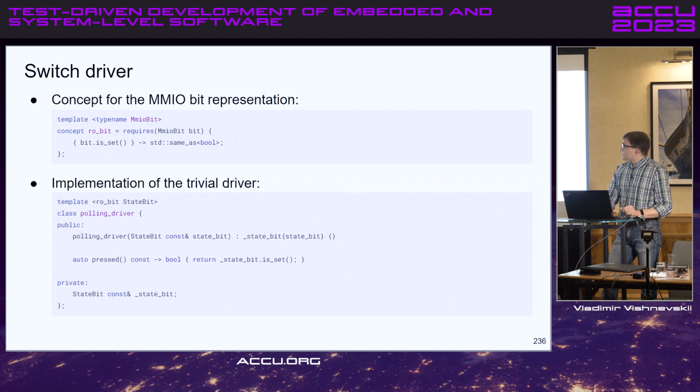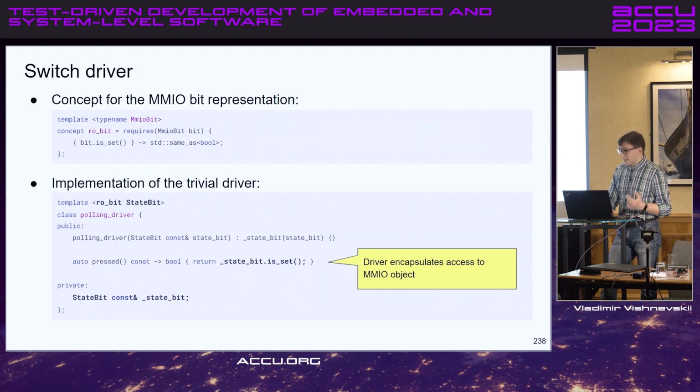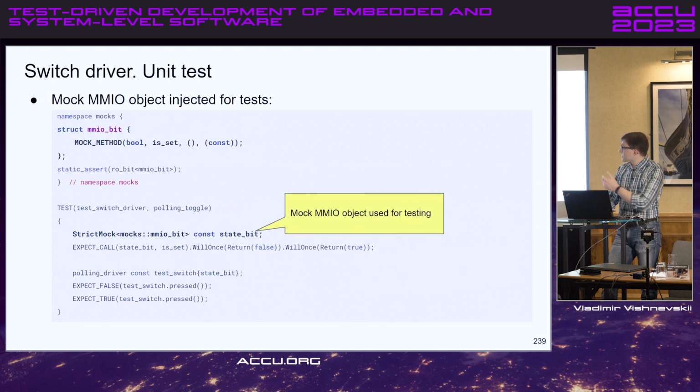The simple polling driver then will be just dependent on the abstraction of our bit. It has isSet function that returns bool. Trivial logic in our case is that the bit that is injected, its state is returned from the press function. So we're just taking it when we ask the driver. Of course, for more complex structures, there will be much more MMIO operations involved or more complex logic. But it can be then also just verified based on the bit mock.